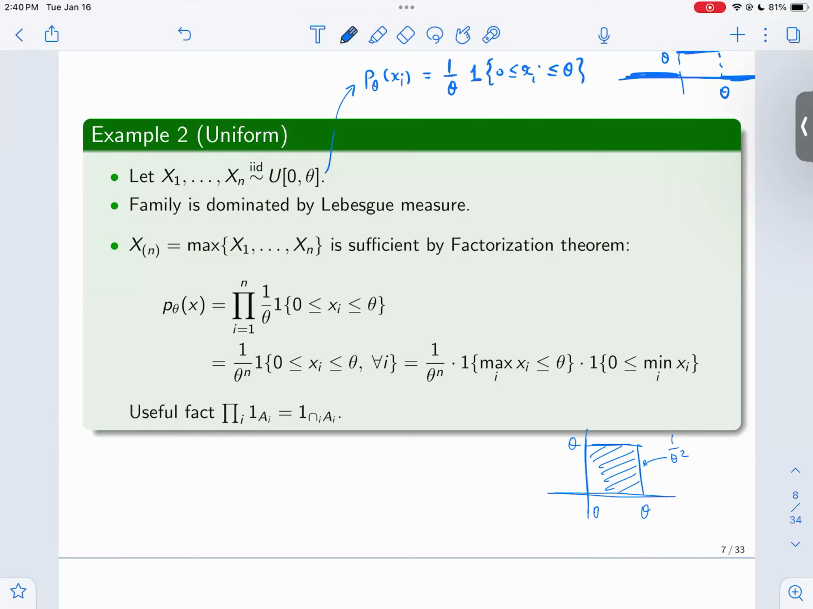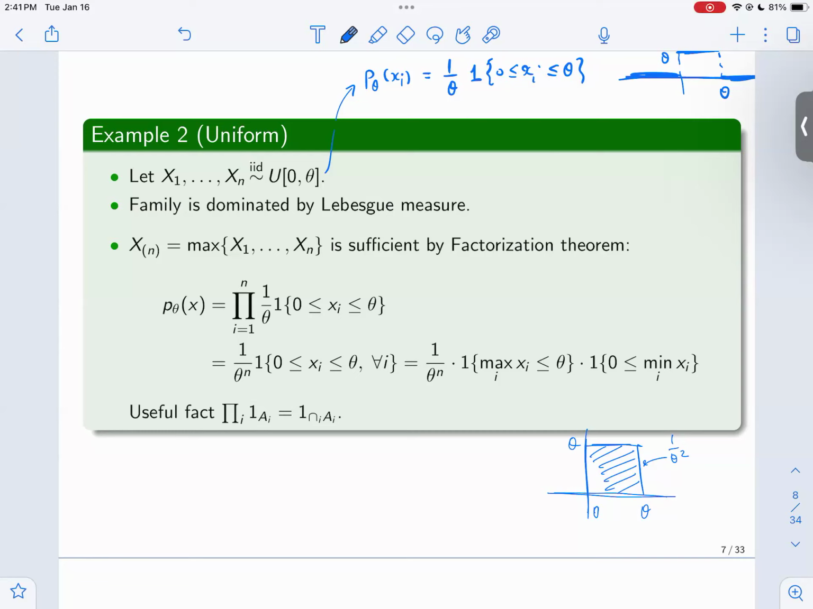So then I can write the next equality: this indicator again can be written as a product of these two indicators. I can say the maximum is less than or equal to theta, and the minimum is bigger than or equal to 0. The product of these two indicators is equivalent to all of the data being in 0 to theta. So I just need to look at the maximum and the minimum. Once those are in the interval, everything is good.